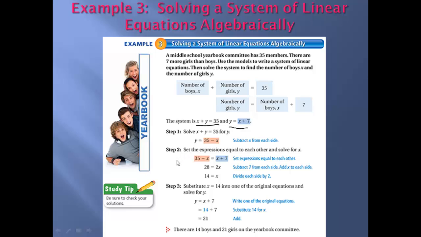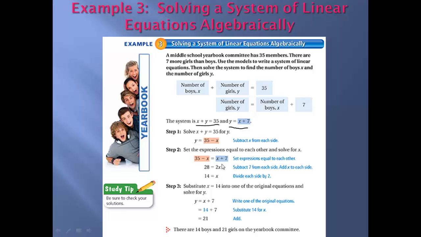For our second step, we set the expressions equal to each other and solve for x. So if we know that y is equal to x plus 7 and y is also equal to 35 minus x, that tells us that x plus 7 would be equal to 35 minus x. So 35 minus x equals x plus 7.